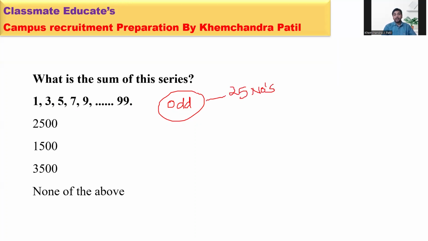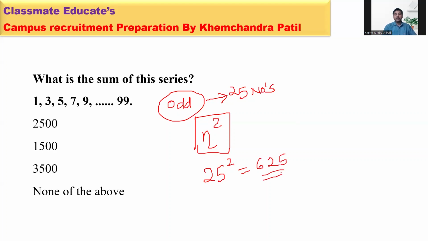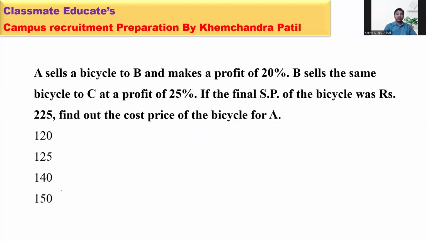25 odd numbers. Always remember, the sum of the first n odd numbers is equal to n square. Sum of n odd numbers is nothing but n square. So there are 25 odd numbers here. So 25 square will be equal to 625. 625 is the answer to this particular question. Since it is not given in the options, your answer is none of these.